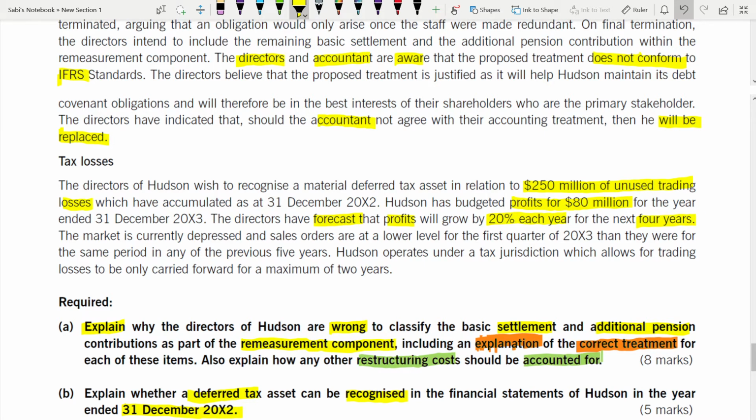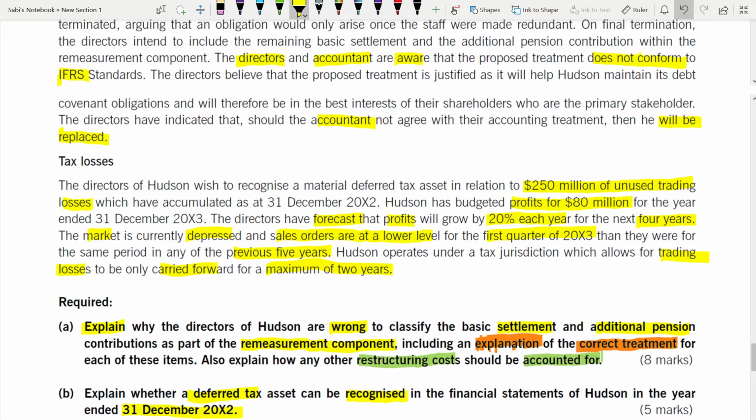The market is depressed and sales orders are at a lower level for the first quarter of 2003 than they were for the same period in any of the previous 5 years. 5 years. It's not a big thing? It's a very big thing, even though you think it's not. So Hassan operates under a tax jurisdiction which allows trading losses to be carried forward for a maximum of 2 years.